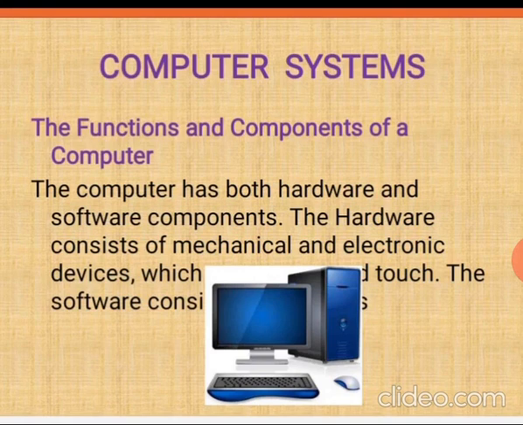The computer has both hardware and software components. Hardware consists of mechanical and electronic devices which we can touch and see. Software consists of programs like the operating system and application programs for a specific task.